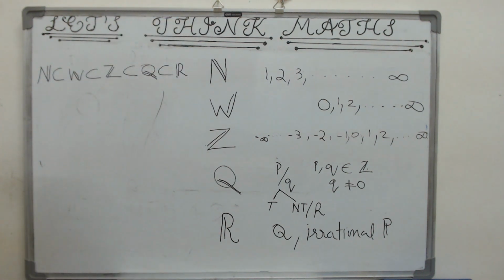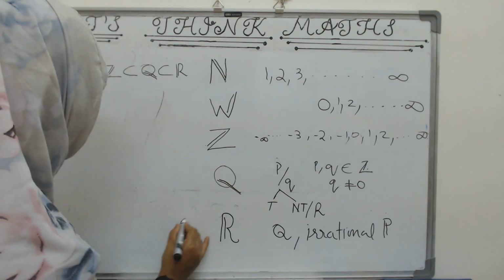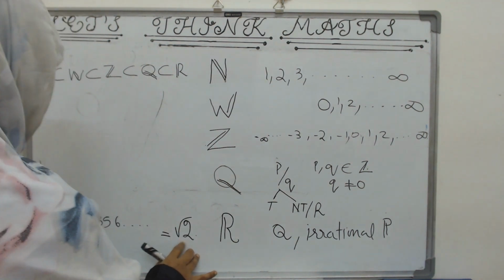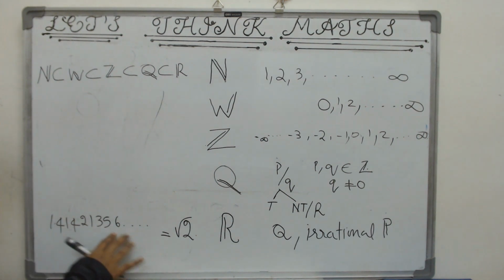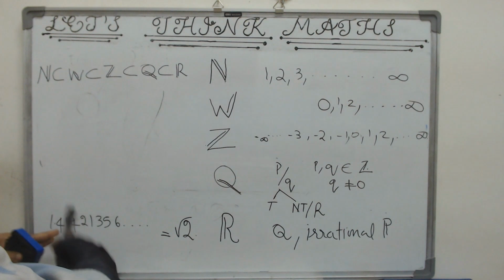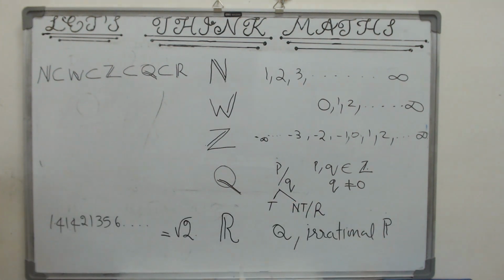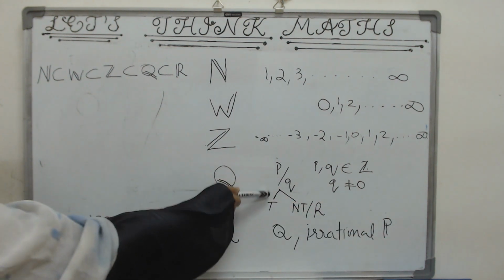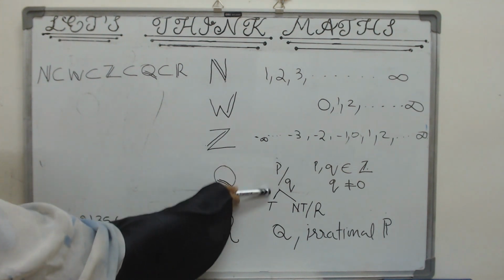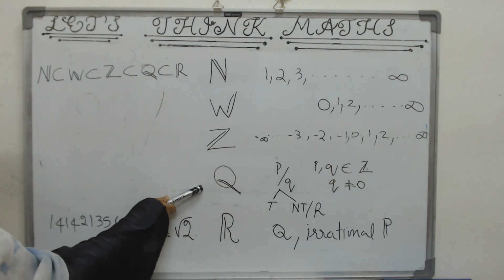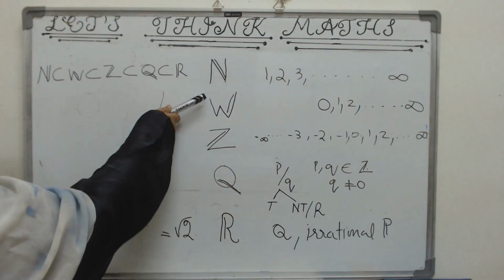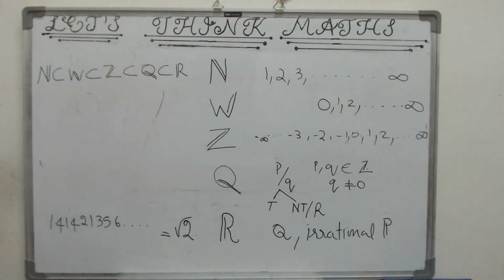Can you give me one example which will satisfy that condition? For example, square root of 2. Square root of 2 does not terminate. It does not recur. It just goes on and on and on. That means it cannot be expressed in the form p by q. That means it is not a rational number. It is not an integer, not a whole number, not a natural number.